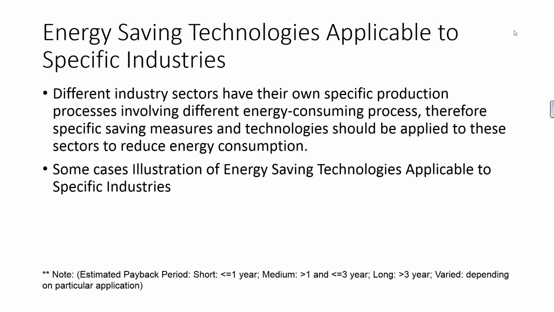Energy saving technology is applicable to specific industries. Different industry sectors have their own specific production processes involving different energy consumption processes. Therefore, specific saving measures and technologies should be applied to these sectors to reduce energy consumption. Some cases illustrate the energy saving technologies applicable to specific industries.